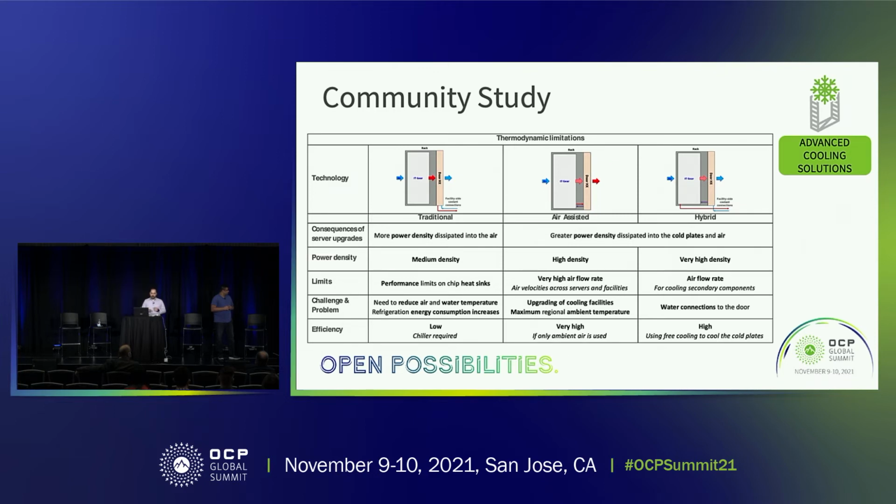For the hybrid solution, you can increase even more the power density of the rack because most of the energy will come from the cool plates, and you can take it out of the data center with the water. So at least there is not too much limitation, only perhaps the airflow rate for secondary components, and yeah, the connections to the door could be difficult if the amount of water is very high.